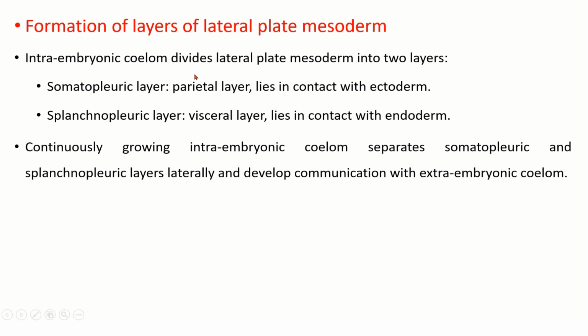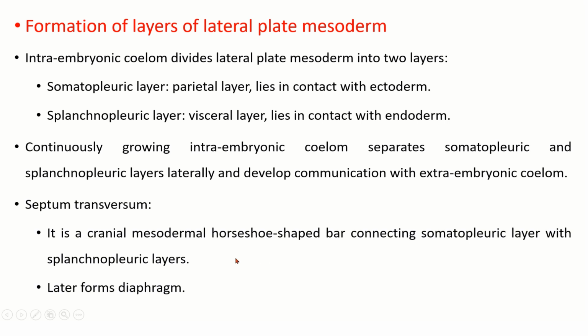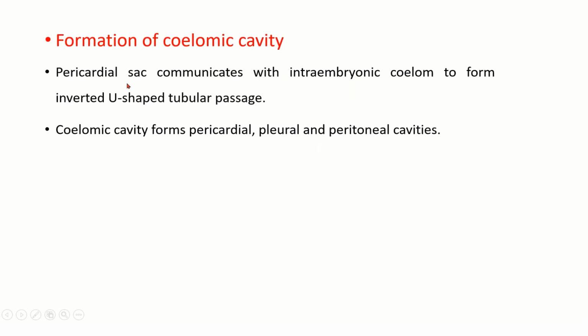So the intraembryonic coelom divides lateral plate mesoderm into two layers: the somatopleuric layer, the parietal layer, lies in contact with ectoderm. The splanchnopleuric layer, the visceral layer, lies in contact with endoderm. The continuously growing intraembryonic coelom separates somatopleuric and splanchnopleuric layers laterally and develops communication with the extraembryonic coelom. Septum transversum is a cranial mesodermal horseshoe-shaped bar connecting somatopleuric layer with the splanchnopleuric layer. So it later forms the diaphragm. The pericardial sac communicates with the intraembryonic coelom to form an inverted U-shaped tubular passage. The coelomic cavity forms pericardial, pleural and peritoneal cavities.